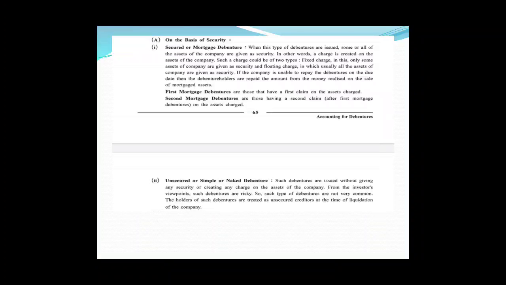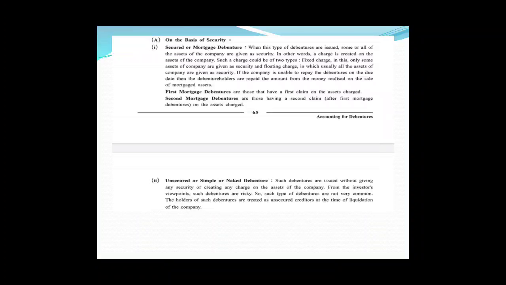Unsecured or simple or naked debentures are such debentures that are issued without giving any security or creating any charge on asset of the company. From the investor viewpoint, such debentures are risky, so such type of debentures are not very common. The holders of such debentures are treated as unsecured creditors at the time of liquidation of company.